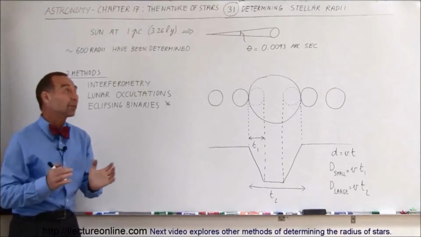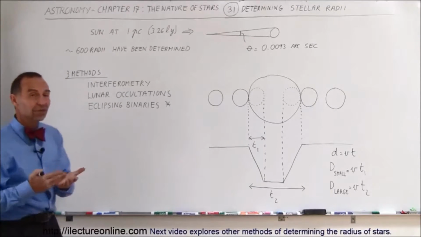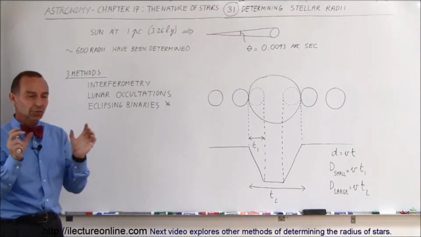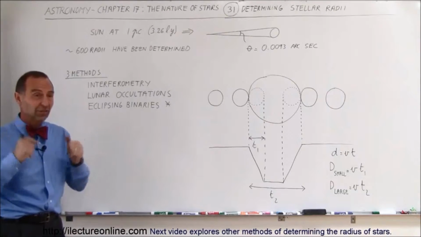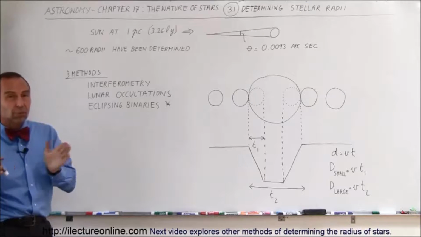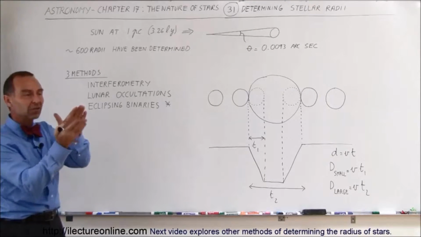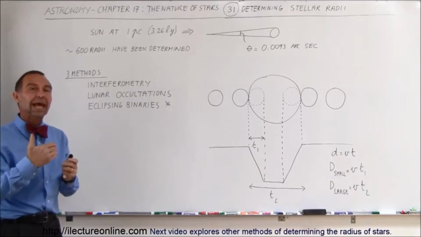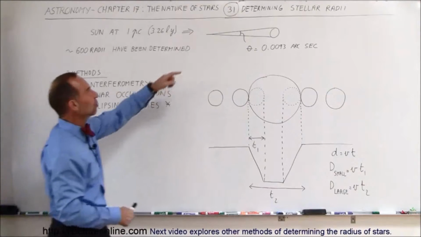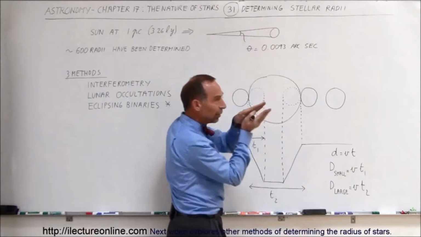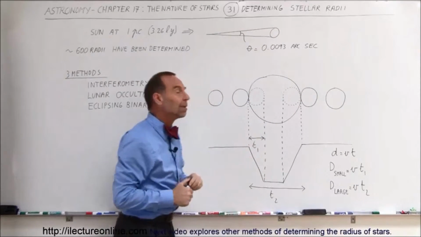Welcome to Lecture Online, and now we're going to take a look at determining stellar radii, determining the size of stars, the physical size of stars. And of course, in the universe, when we measure things, we tend to measure things in terms of the angular size. How big does it look? Like the moon is about 1/2 degree in angular size. If you measure the moon from the top to the bottom, it makes up 1/2 degree.